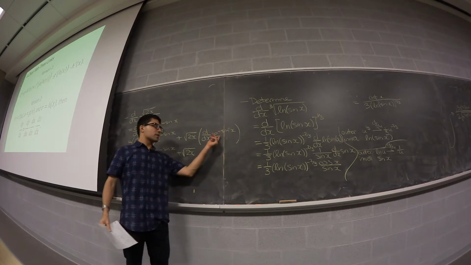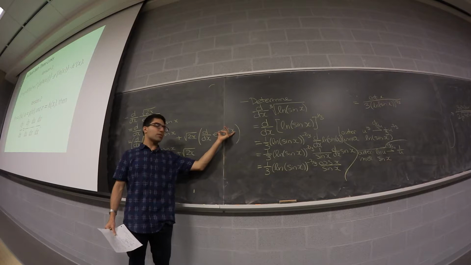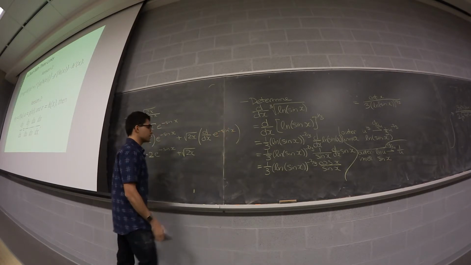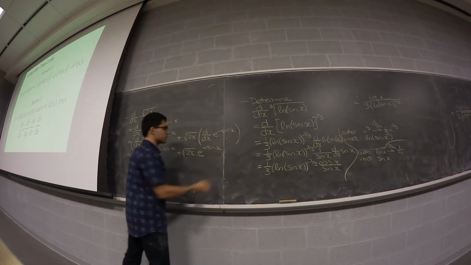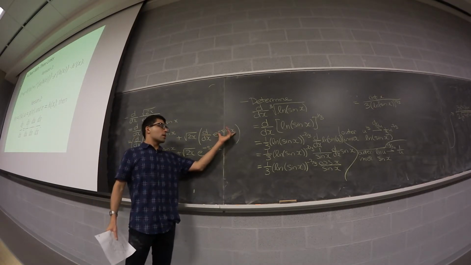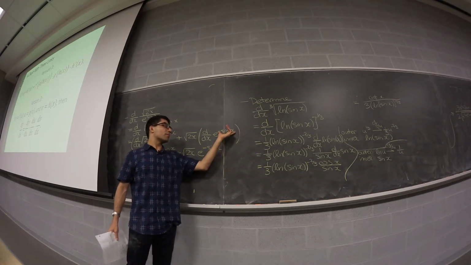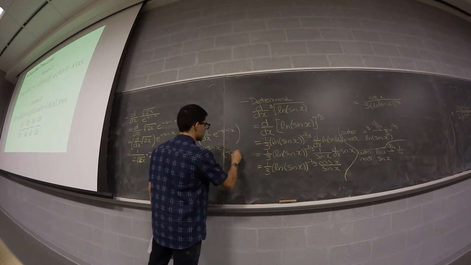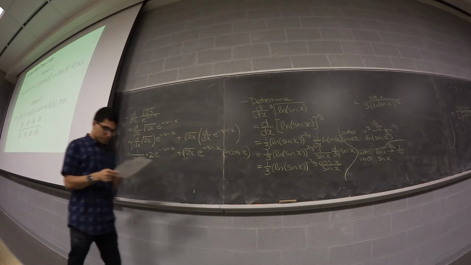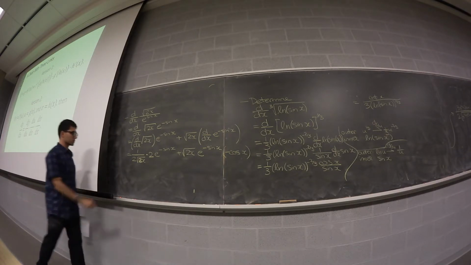The outer function is the natural exponential. Its derivative is itself. Evaluate that at the inner function, which is minus sine x. Multiply by the derivative of the inner function. The derivative of minus sine x is minus cos x. Minus cos x. Okay, do some canceling.